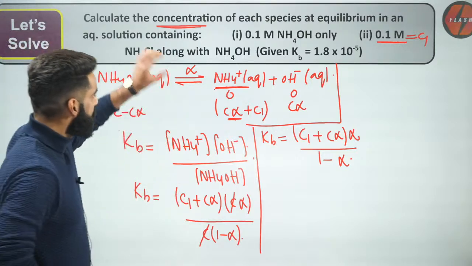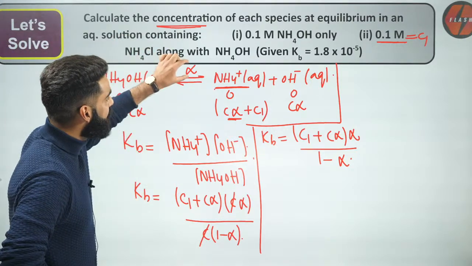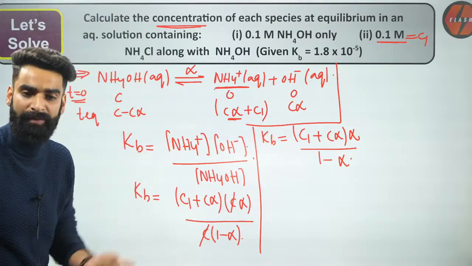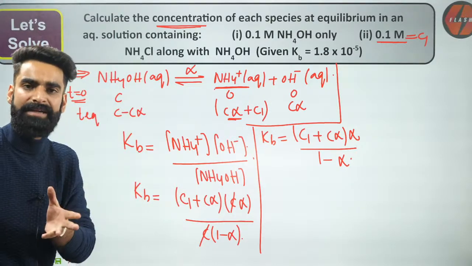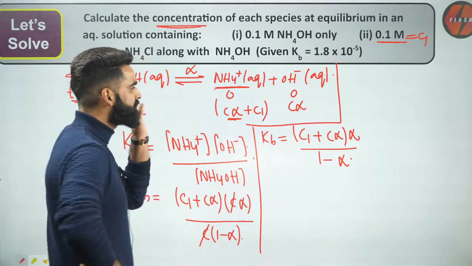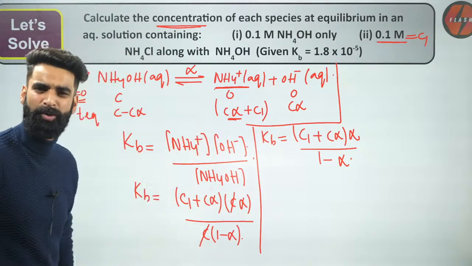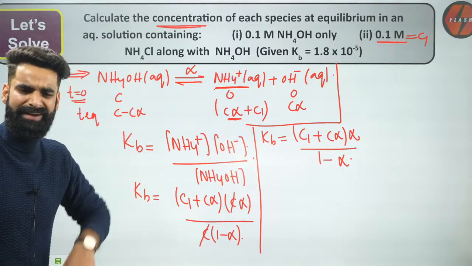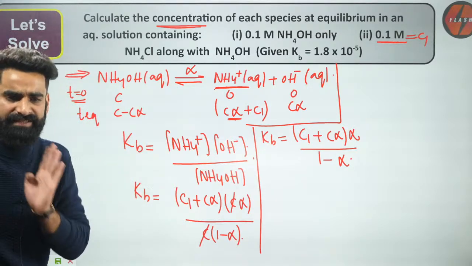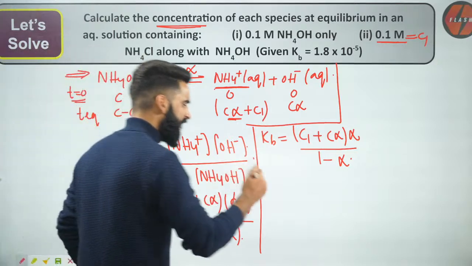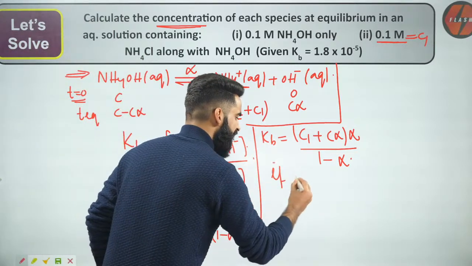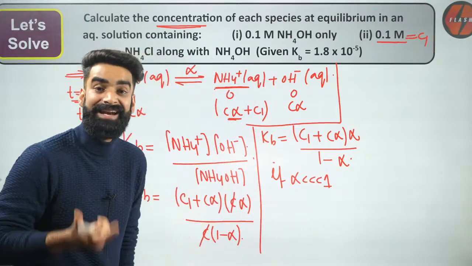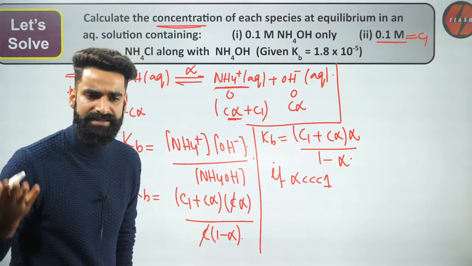How do I get to know that? First of all, the degree of ionization of this weak electrolyte would have got suppressed on adding the strong electrolyte having the common ion. Now guys, can I do one thing? If I assume the alpha value to be less than 0.05, let the alpha value be far less than 1. What will I be doing at that time? If alpha value is far, far less than 1, I can neglect alpha wherever I want.